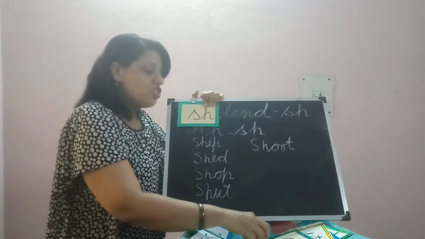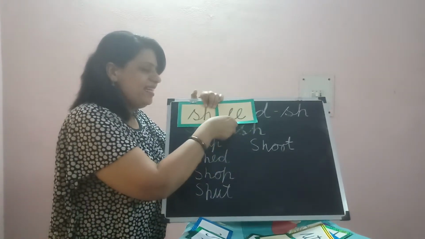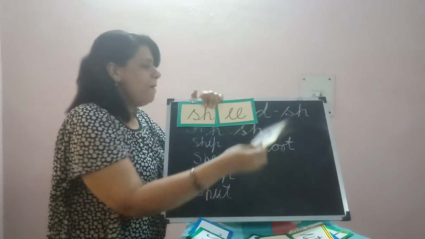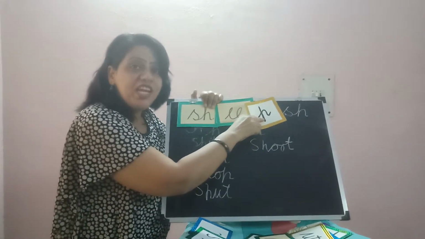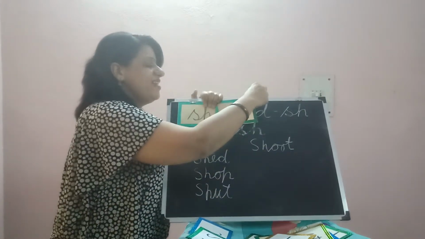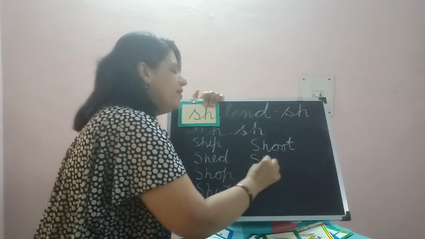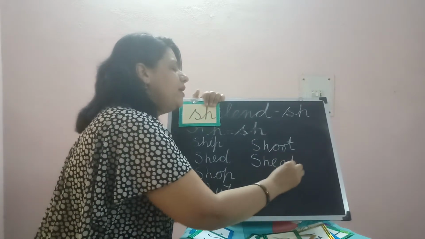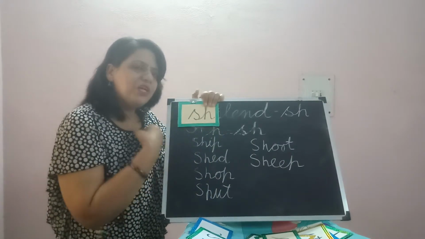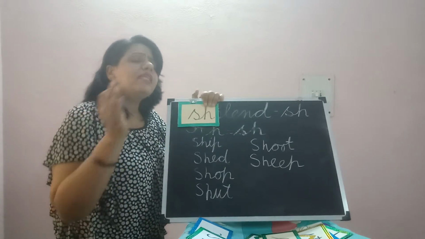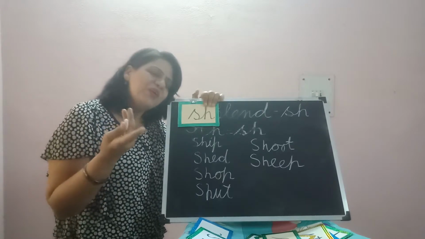Now see. Sh, ee, p, sheep. We found a new word. Can you all see sh is there only at its place? And we are just adding the letters or blends to make new words. This is the only way.